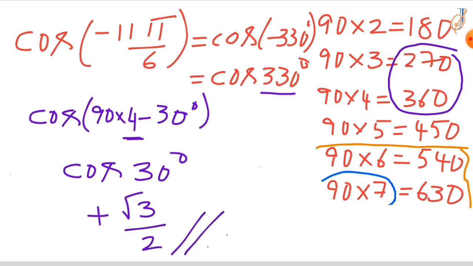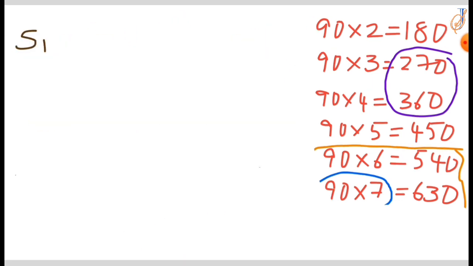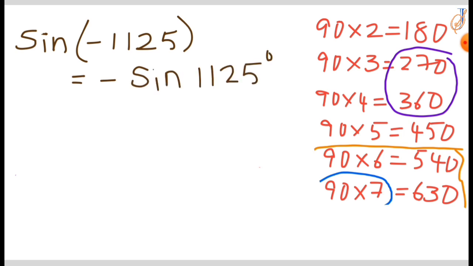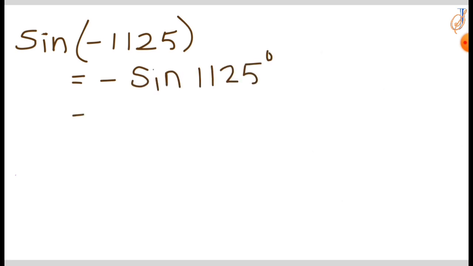Let's go for another example. Sine of minus 1125. We know that sine of minus theta is minus sine theta. So we can write this as minus of sine 1125 degrees. Now use our trick. What is our first step? Whatever the given angle, you need to convert it in terms of 90 times n plus or minus theta. So our given value is 1125.